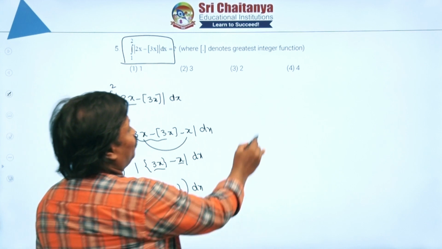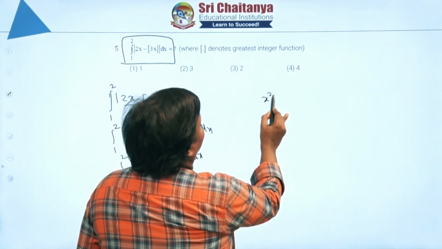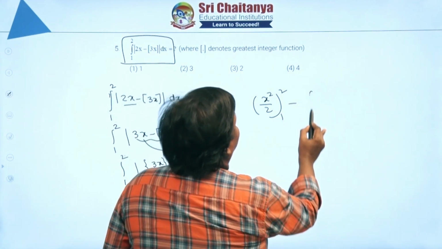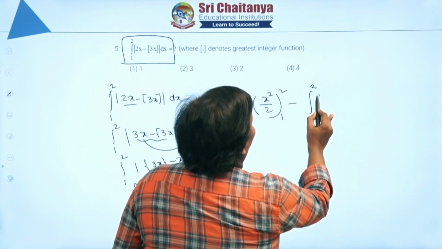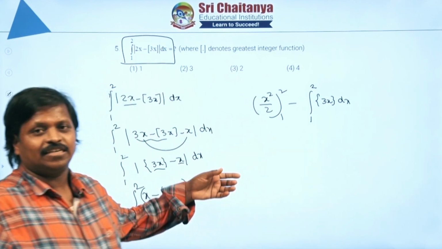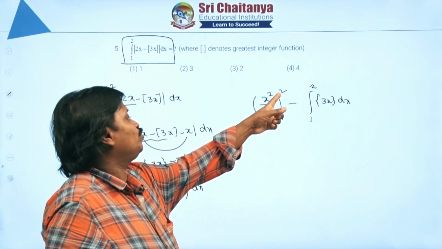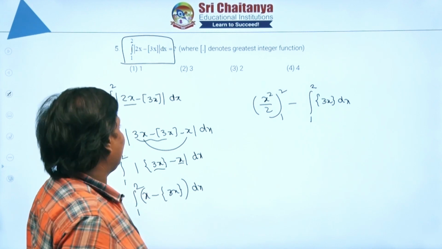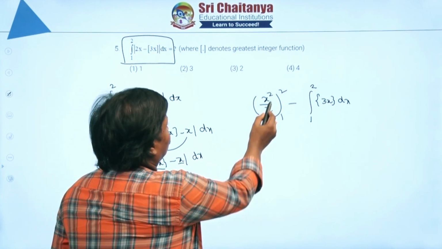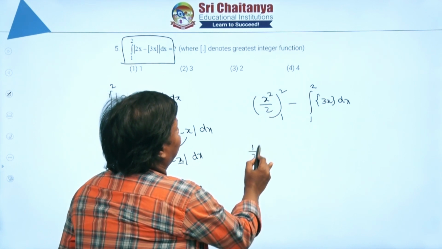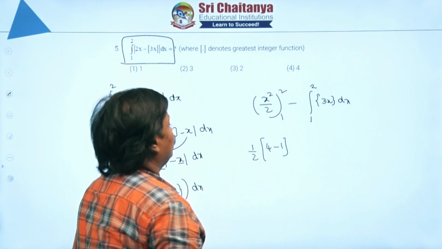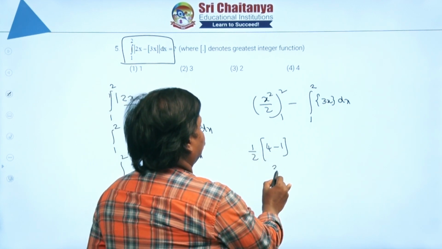So the integration of x is nothing but x square by 2, from 1 to 2, minus the integral from 1 to 2 of the fractional part of 3x. This is basic integration only. x square by 2 means 2 square by 2 when you substitute here, so you will get 1 by 2, which you can take out, times 4 minus 1. So this is 3 by 2.